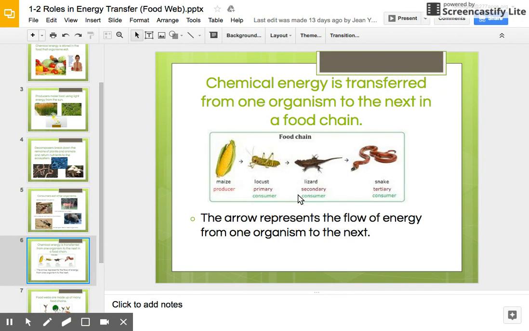But if we go backwards along the food chain, we see that indirectly all energy comes from the sun because the snake feeds upon the lizard, which feeds upon the grasshopper, which got its energy from the corn, which got its energy from the sun.